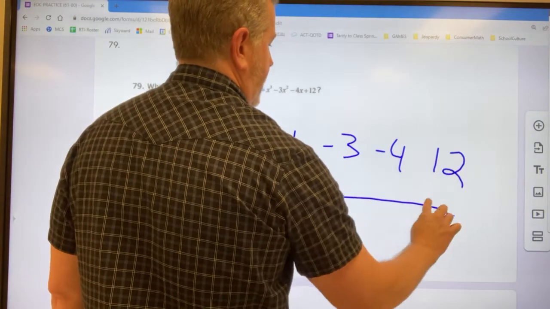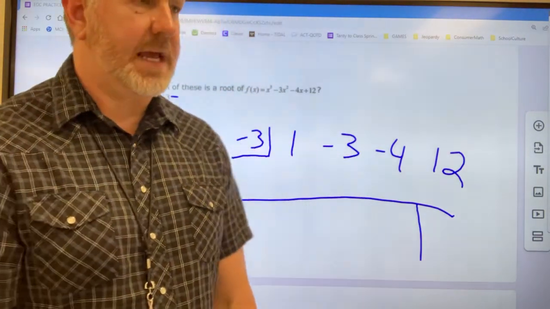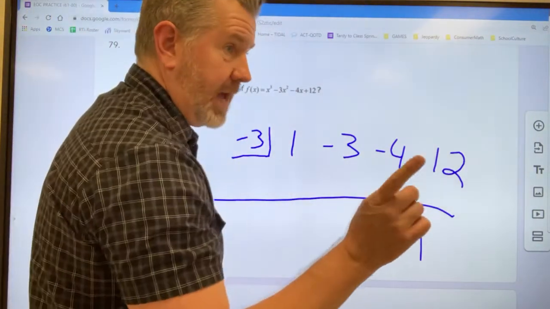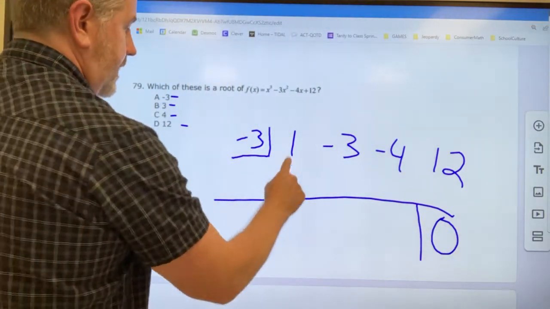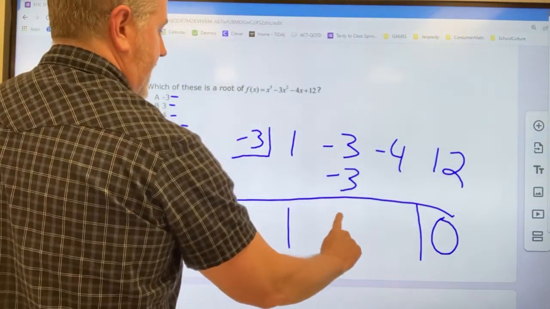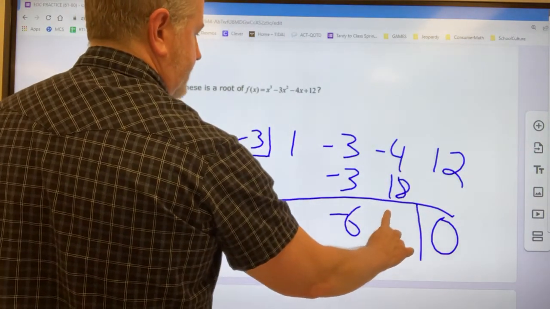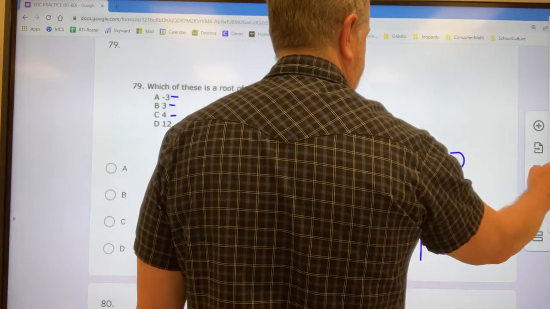And what are we looking for here, Katie? Yes, exactly. If that is a solution or a root or a 0, we're going to get a 0 as the remainder. So 1, -3, add -6, 18, add 16, that's 48 or something like that. No, that is definitely not it.